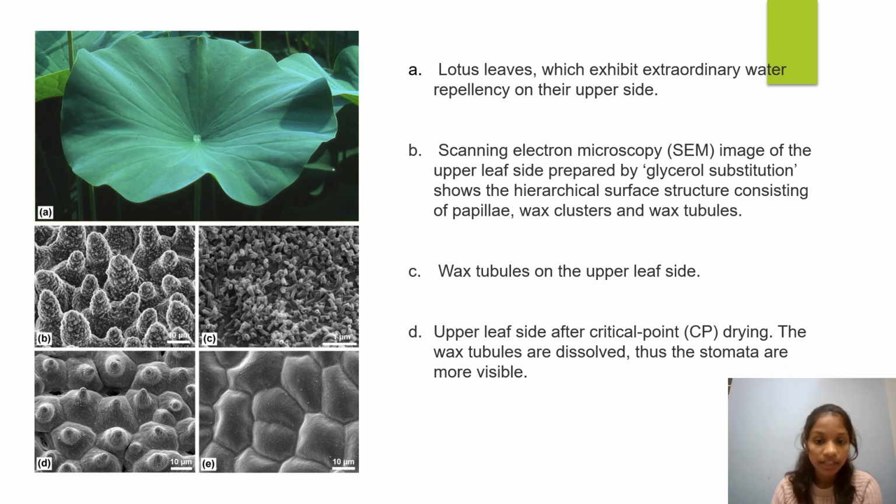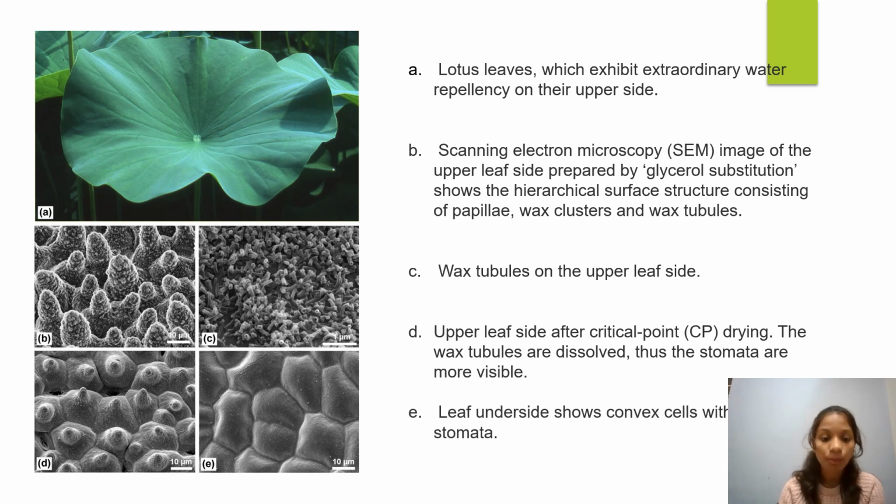And in the fourth image, the upper leaf side after critical point drying, the wax tubules are dissolved. Thus the stomata are more visible. As I said, in the lotus leaf, the stomata are present in large number in the upper leaf. So it is the image of how stomata are present, whereas in the last image the stomata number is less. This is the image which consists of convex cells with fewer stomata.